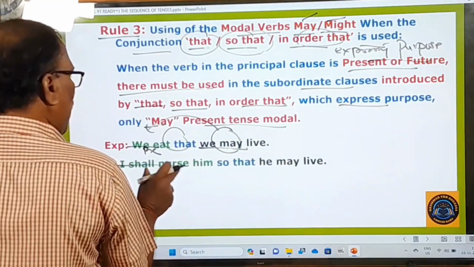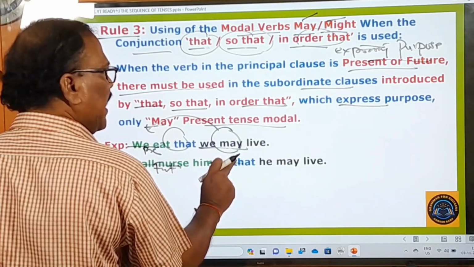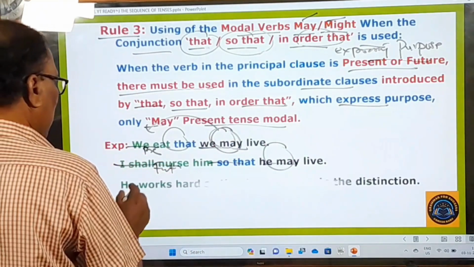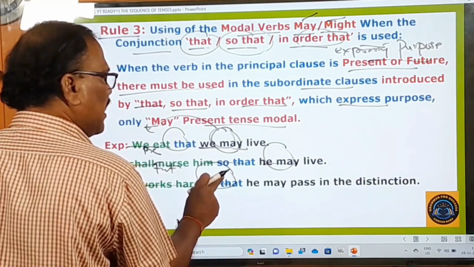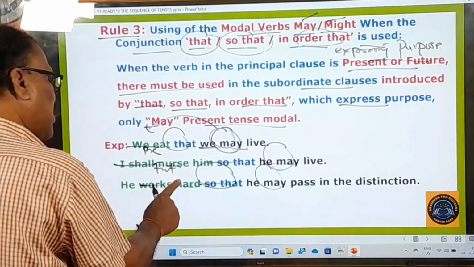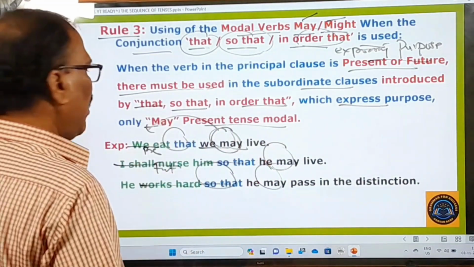I shall nurse, this is future. And so that is a purpose-indicating conjunction. So here may is there. He works hard so that he may pass in the distinction. So that is again a purpose-indicating conjunction. That is the purpose of his hard work.